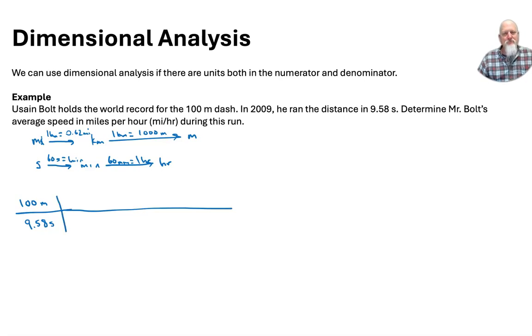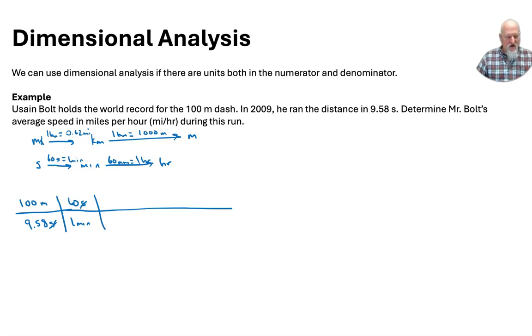Okay, let's do time first. So I have seconds in the denominator. So that means the second part of my conversion needs to go in the numerator. 60 seconds is 1 minute. The seconds cancel. Okay? Notice I had to put them in different parts of our fraction, so the second part had to go in the numerator. I have minutes, actually I have meters per minute now.